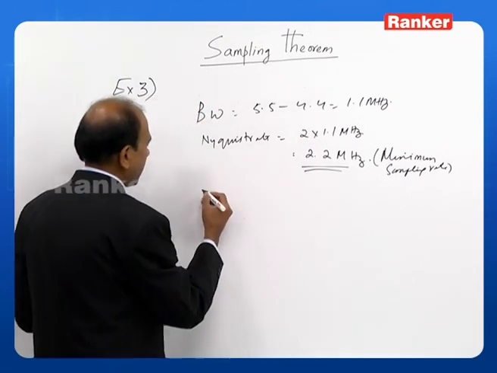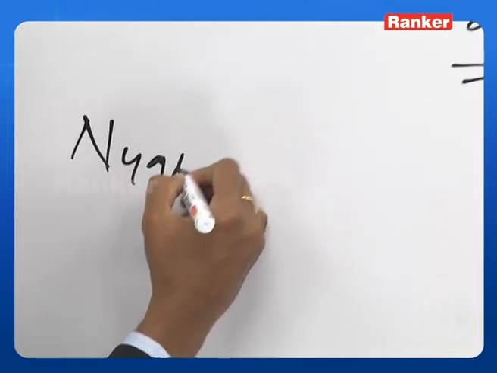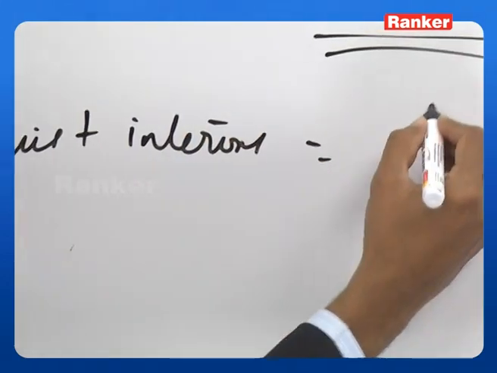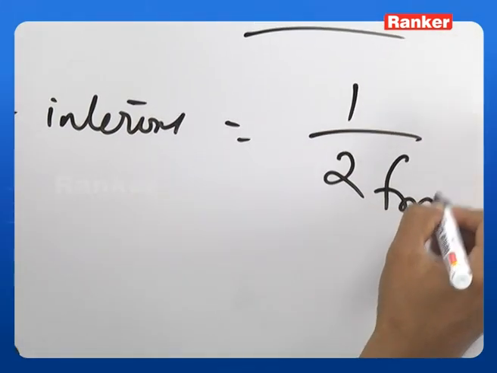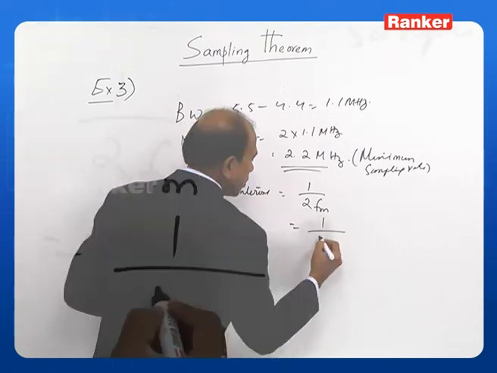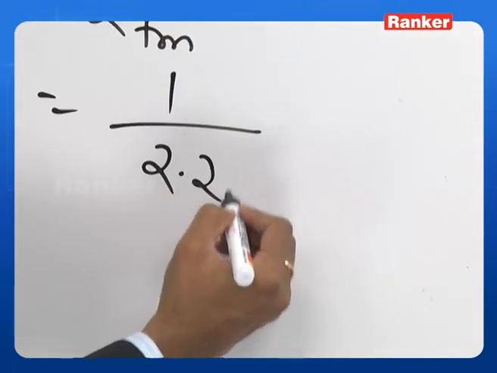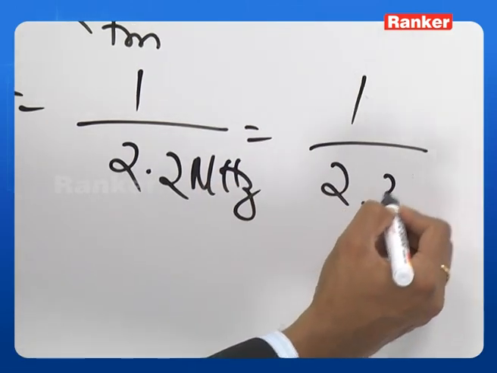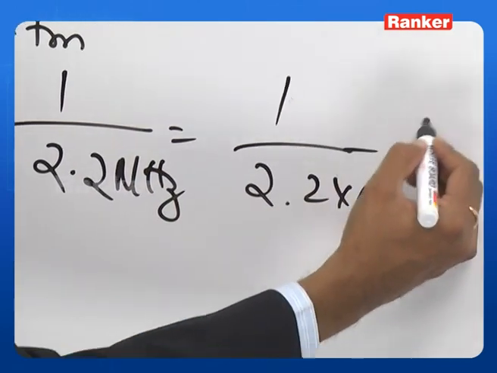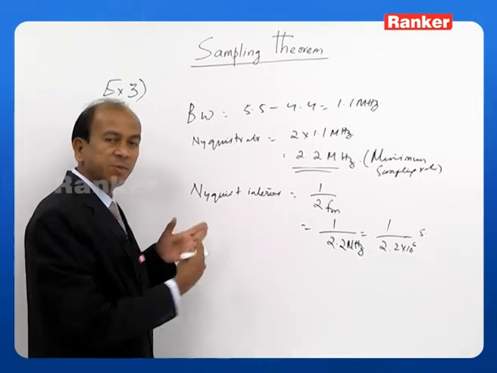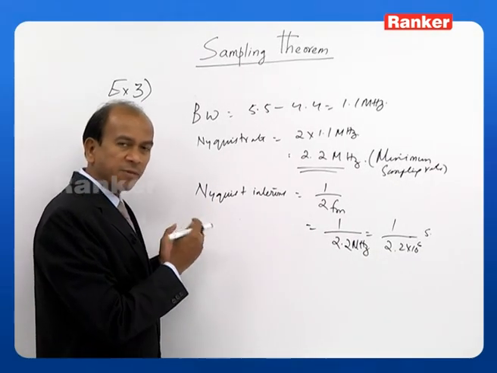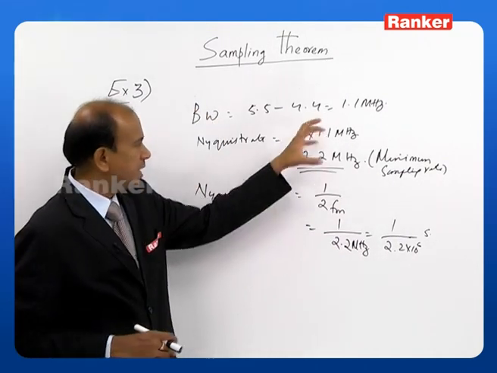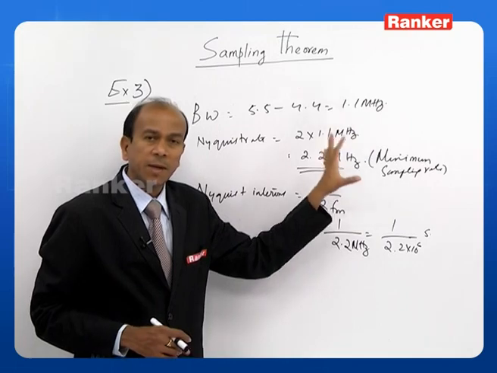Now, calculate the interval. What is the Nyquist interval? Nyquist interval will be 1 by 2 Fm, that is 1 by 2.2 megahertz, which is equal to 1 by 2.2 into 10 to the power of 6 seconds. So, this is the maximum sampling interval, that means we cannot have samples spaced beyond this. So, this is the maximum sampling interval and this is the minimum sampling rate.